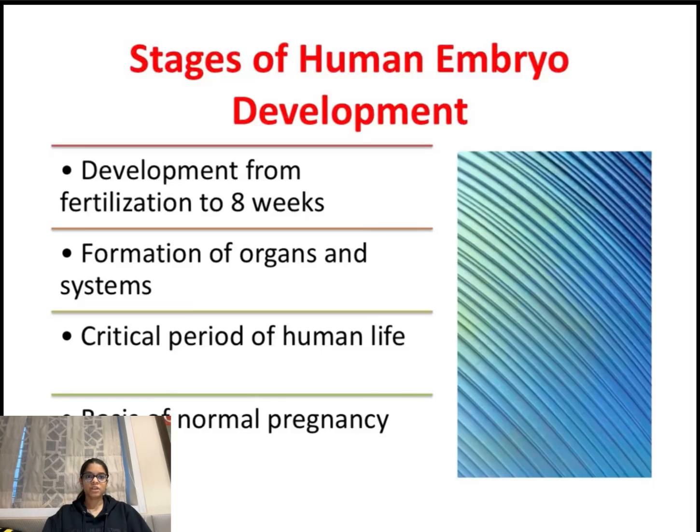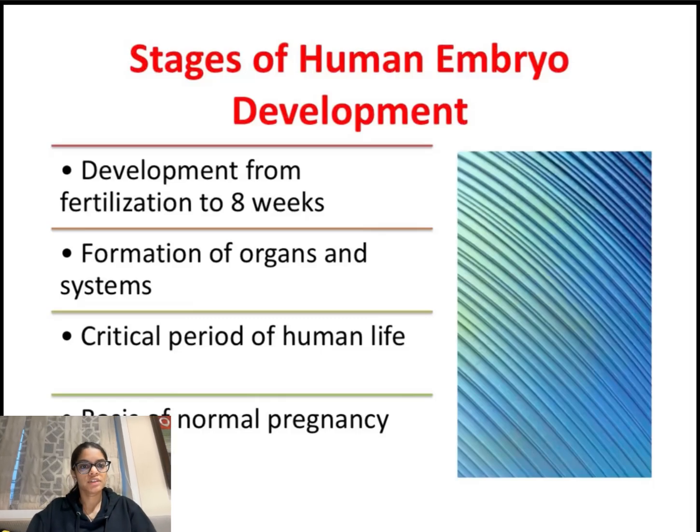Good morning, everyone. Today we will be talking about the stages of human embryo development. Human development begins from fertilization and continues until birth. The embryonic period is the earliest and most critical phase of development because all major organs and body systems start forming during this time. Any disturbance, genetic error, or exposure to harmful factors during this stage can result in congenital abnormalities. Therefore, understanding embryonic development is very important in biology, medicine, and reproductive science.